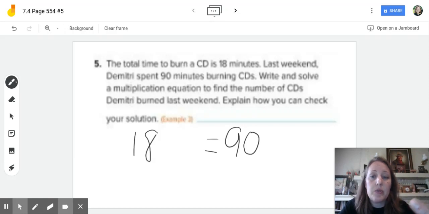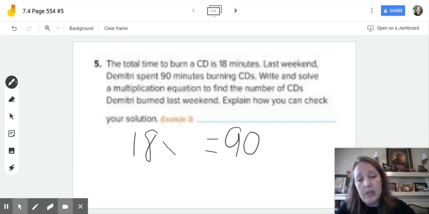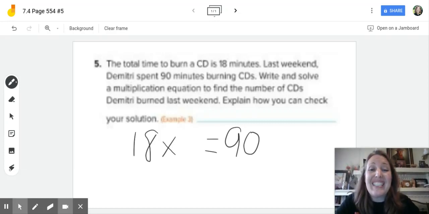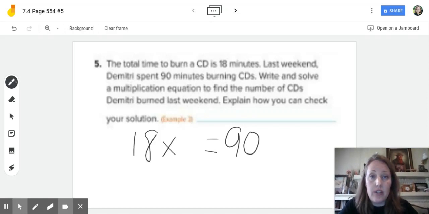If he was able to burn one, it'd be 18 times 1, which would be 18. That's not true, right? If he burned 2 CDs, it'd be 18 times 2, which would be 36, not 90. Okay, so this is going to be our variable, and this time I'm going to use x. So I'm going to say, let x represent the number of CDs that Dimitri burned. Now we're going to solve this equation.